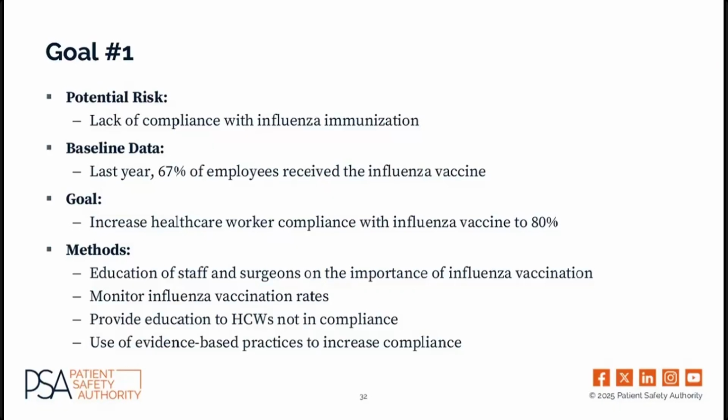So the first goal, the risk that we're trying to address here, is a lack of compliance with influenza immunization. When we look at last year's data, we see that we only had 67% of employees receive the influenza vaccine. If you are setting yourself up to have one of those spreadsheets that we looked at earlier that had 3 years' worth of data, you can include that as well. Maybe we had 68% compliance over the last 3 years. So our goal is going to be to increase healthcare worker compliance with the influenza vaccine to 80%. These are our annual goals, so we know that we want to have this finished within this year.